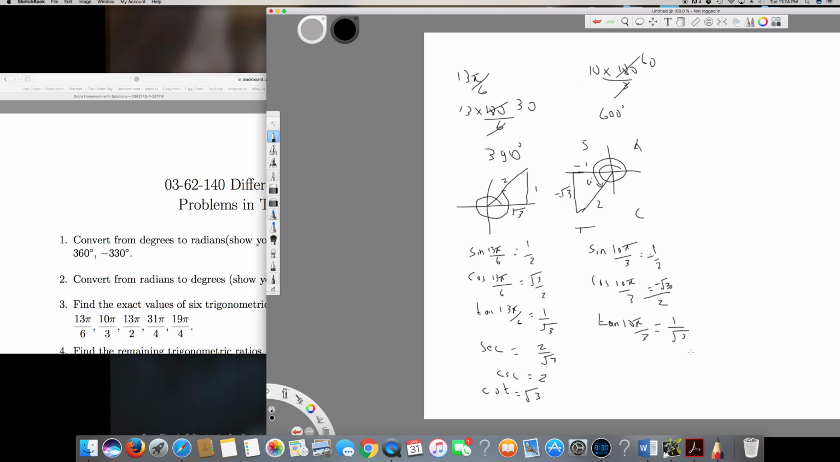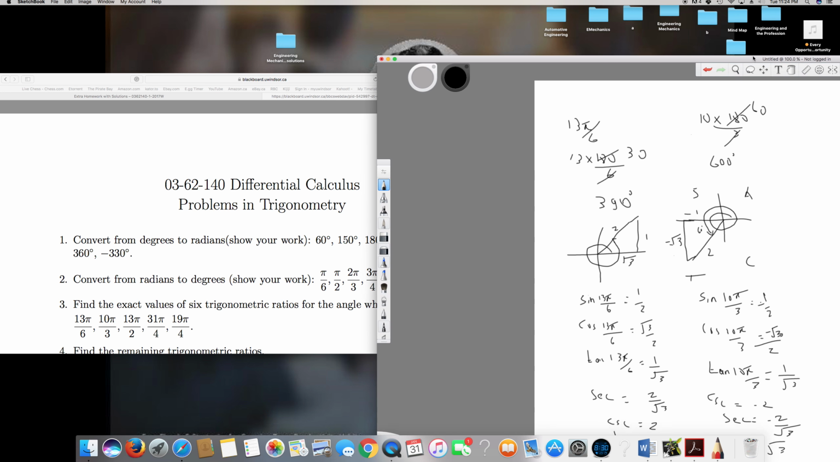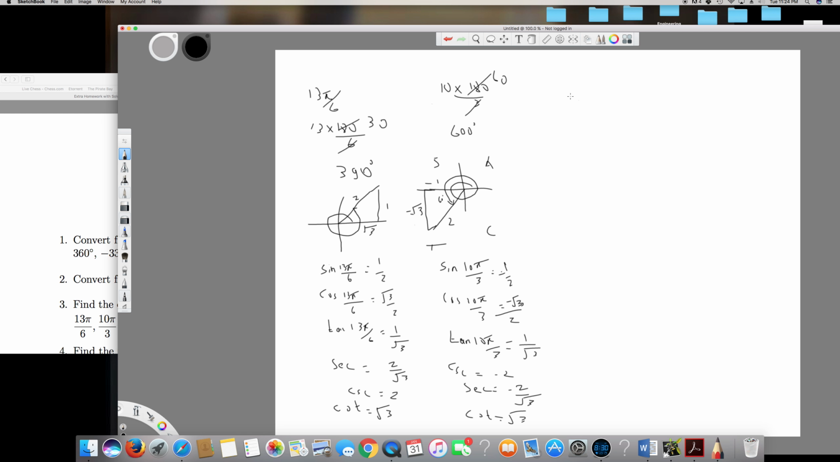It's going to be positive, and cosec is going to be the reciprocal of sine, so minus 2, and sec is going to be the reciprocal of cos, so minus 2 over root 3, and cot is going to be the reciprocal of tan, so it's going to be root 3. So let's move to the third question. The third question is giving 13 pi over 2.